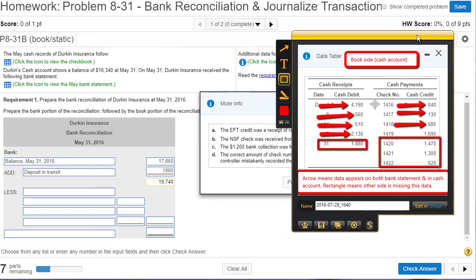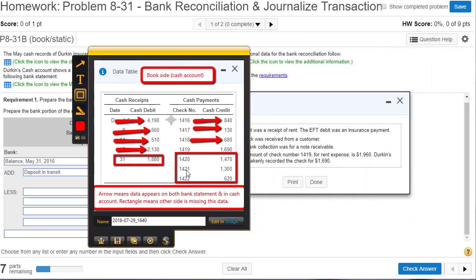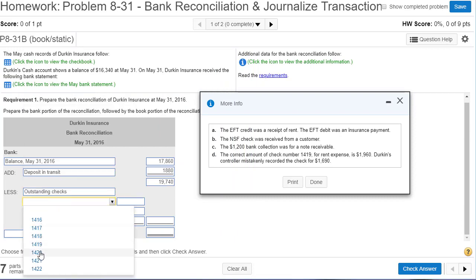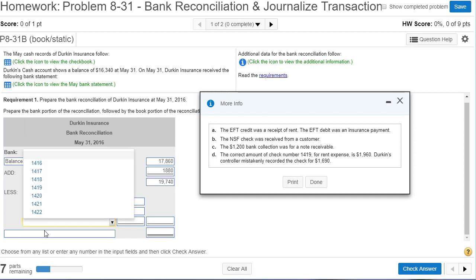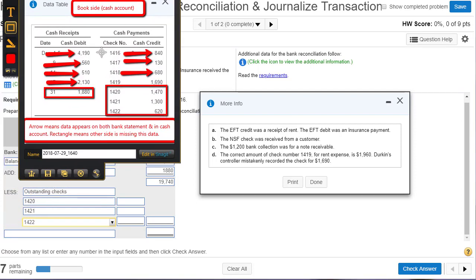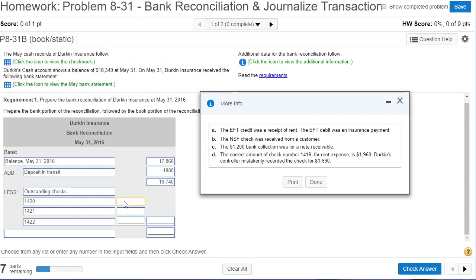Now we're going to bring this back and we're going to do these 3 transactions that the bank was not aware of. So these are payments, and these are check numbers right here. So these are all checks. So what do we call a check that we have on our records that the bank does not? Those are called outstanding checks. So we've got checks number 14, 20, 21, and 22. So these are outstanding checks. Check 14, 20, 21, 22. And the amounts are 1470, 1300, and 620.